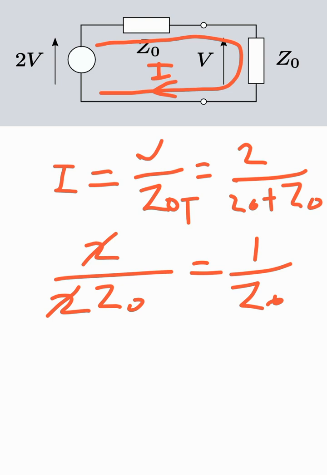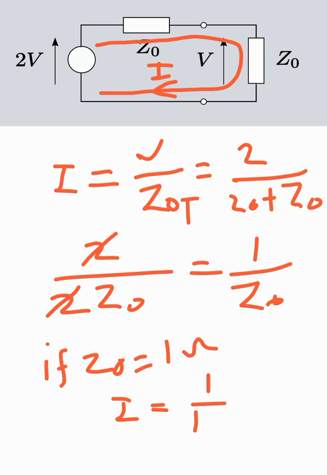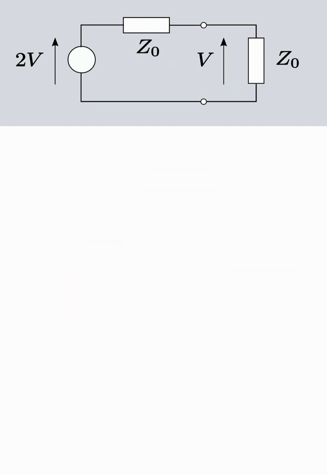So the I is 1 over Z0. So if Z0 is equal to 1 ohm, then I would be 1 divided by 1 ohm, that is 1 ampere. This is how it looks like. All right, so you can see that.